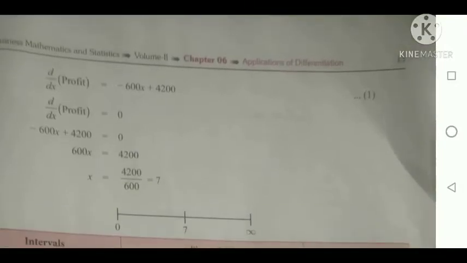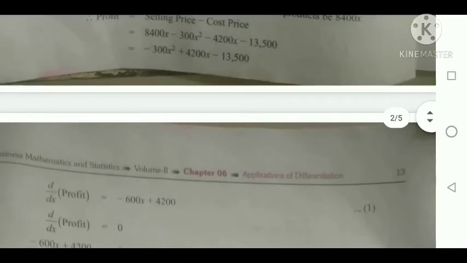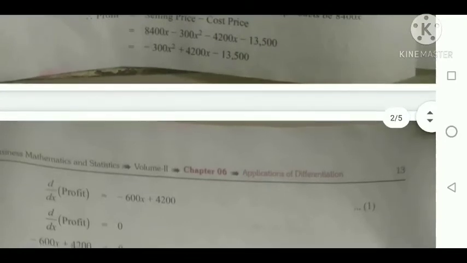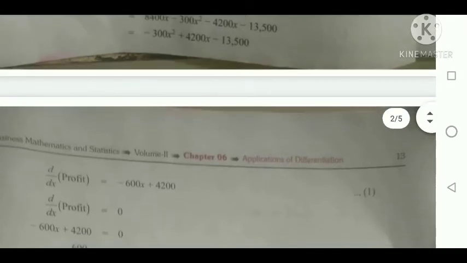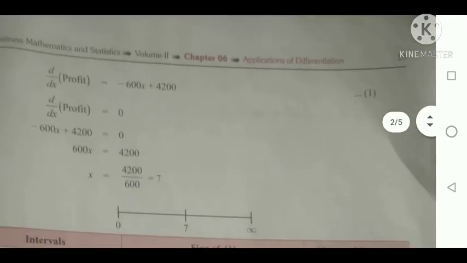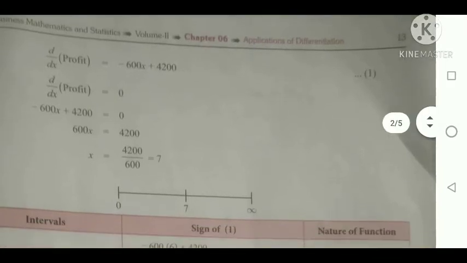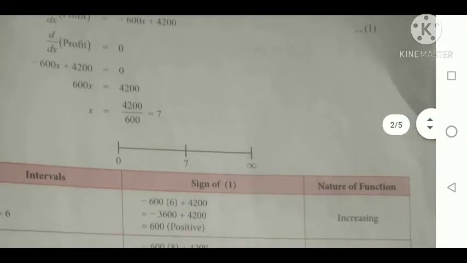d by dx of profit equals, while differentiating 300x square, 300 into 2 becomes 600, and 2 minus 1 becomes x. Likewise 4200x becomes 4200, because differentiating x we get 1. The next term, 13500, is a constant, so it becomes 0. Now d by dx of profit equal to 0 means minus 600x plus 4200 equals 0. Therefore the value of x equals 7.